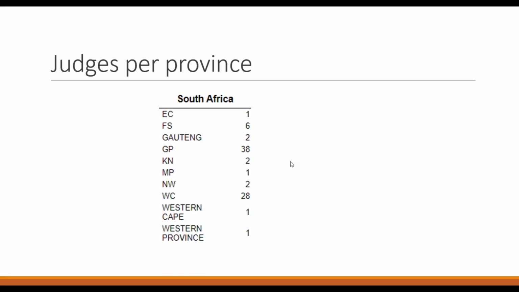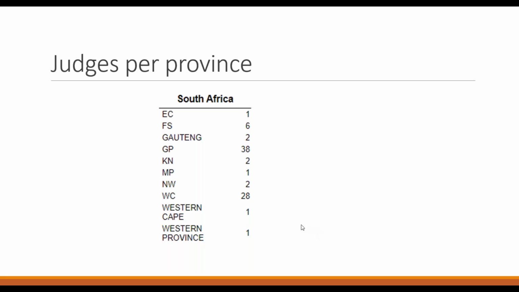Also from their website, I found this particularly interesting slide. Judges per province, as they understand the provinces, which is not always completely correct. If you look down this list, Eastern Cape 1, Free State 6, glad to say, and with the InterVarsity as well, that there's a number of judges in the Free State.